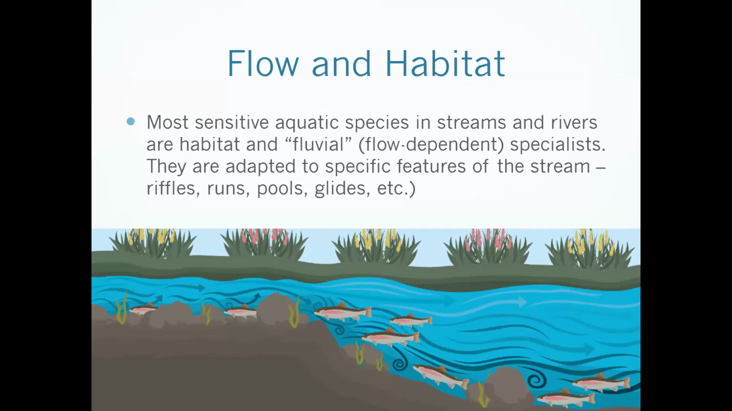If you're looking at the biology in the stream, most sensitive aquatic species in streams and rivers are habitat dependent and fluvial specialists, which means that they're adapted to specific habitat types. So this is why when we go out for stream quality monitoring, we try to target all the different habitat types, because there's different species that live in the riffles versus the pools versus the runs and glides, and even those edge margin habitats as well.